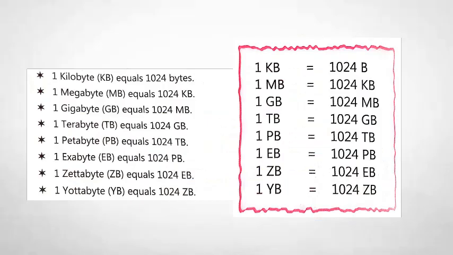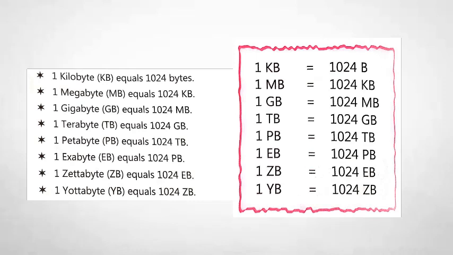1 kilobyte equals 1024 bytes. 1 megabyte equals 1024 kilobytes. 1 gigabyte equals 1024 megabytes. 1 terabyte equals 1024 gigabytes. 1 petabyte equals 1024 terabytes.